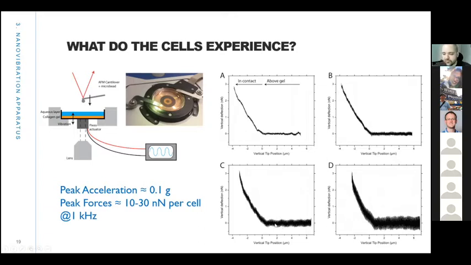So we can actually use AFM as a measure of the deflection, but also the force being applied to cells. And using this data, we can come up with a value of around 0.1 G for acceleration and forces in the nanonewton range being applied to each cell, depending on the size of the cell. So this ties in with the calculations from the previous slide.